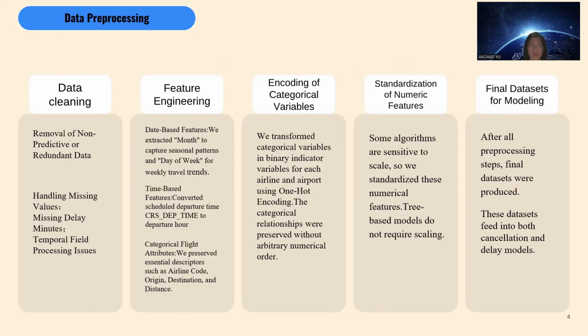In terms of feature engineering, we transform raw data into meaningful predictors. We extracted months to capture seasonal patterns and the day of the week for weekly travel trends. We applied one-hot encoding to categorical variables and standardized numerical features to accommodate algorithms sensitive to data scale. Finally, we get datasets for modeling.